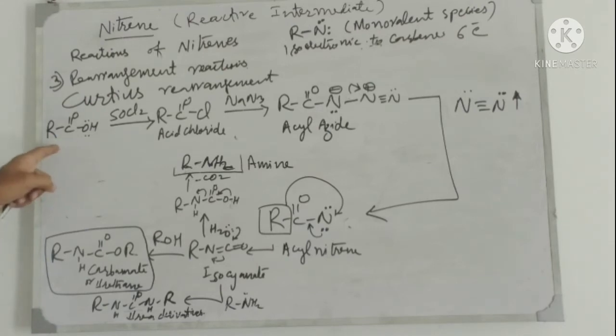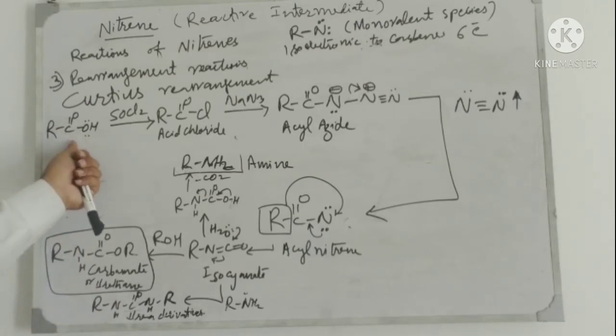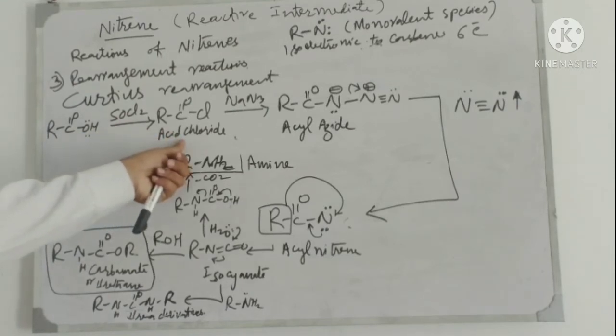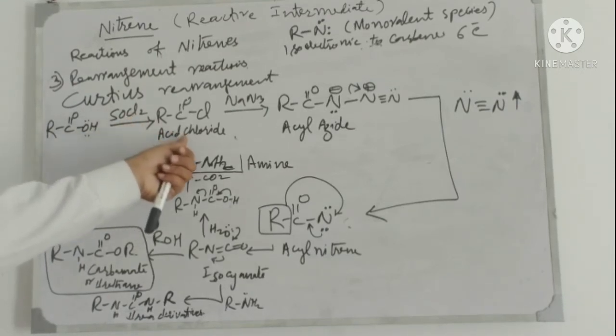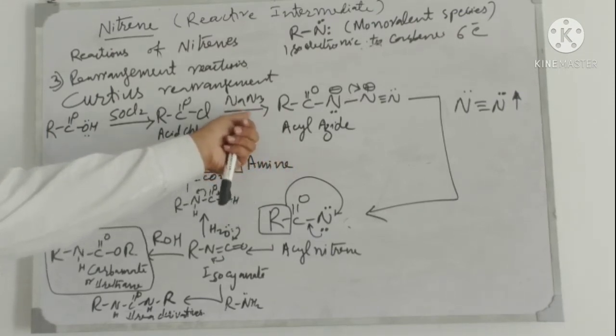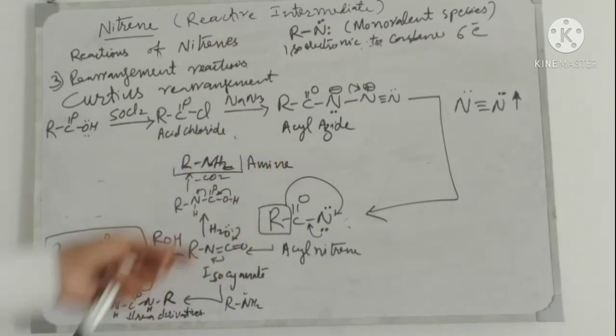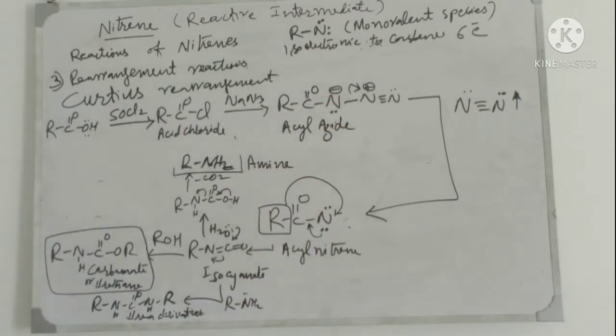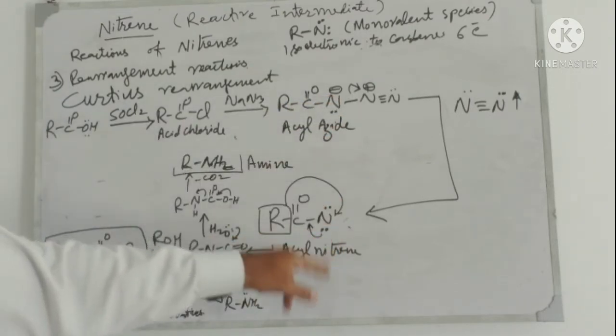The starting material used in the Hofmann rearrangement is a primary amide. Here in this case, we start from the carboxylic acid, and the carboxylic acid is converted into acyl chloride by the reaction with thionyl chloride. Then this acyl chloride is converted into acyl azide by reacting with sodium azide, and with the loss of nitrogen it generates, through alpha elimination, this acyl nitrene.